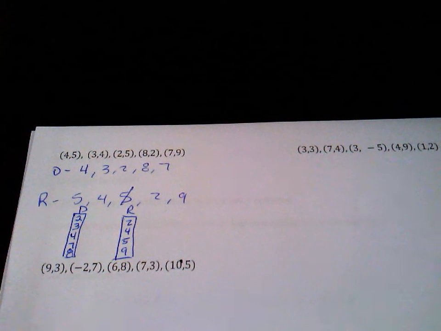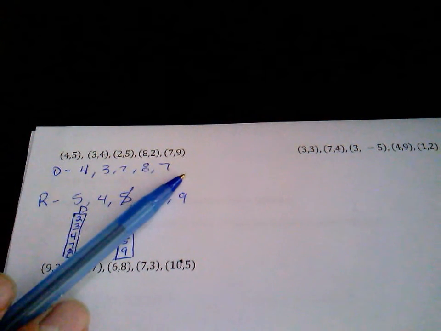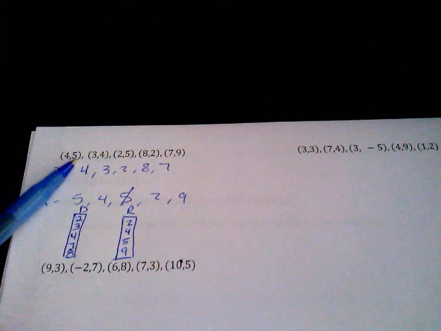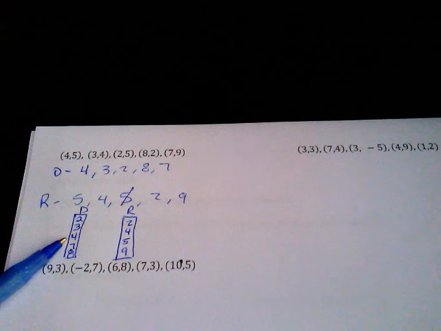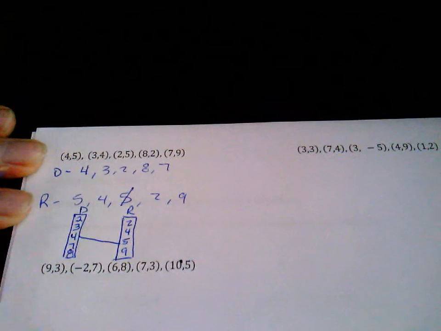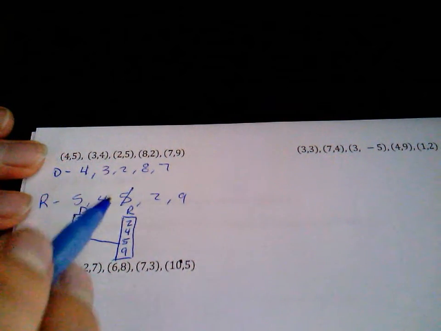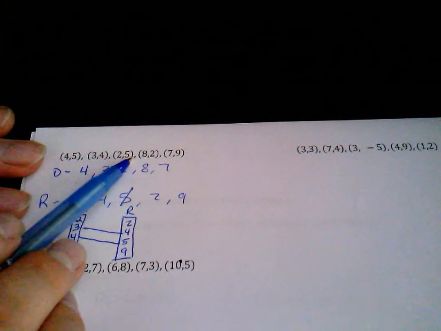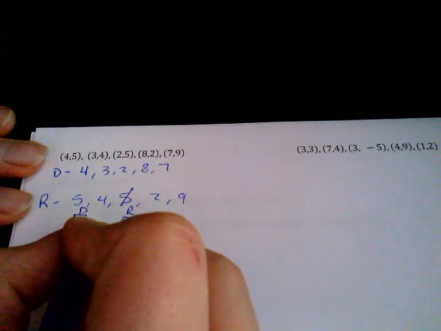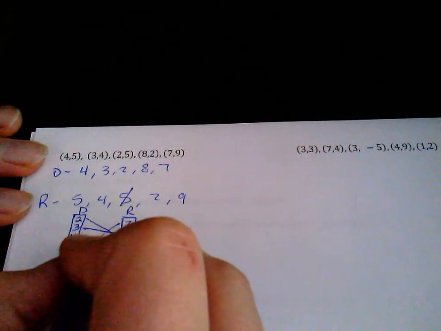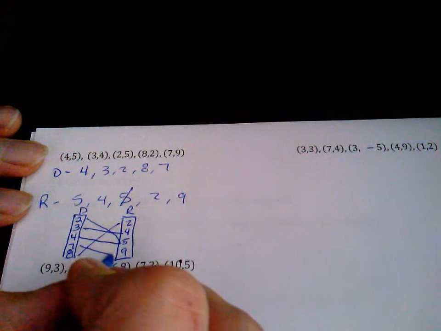Now, once you've done that, we're going to go back up to these little points, and we're going to draw lines from the x's to the y's. So the first one, 4, we're going to draw to 5. We're going to look for 4, look for 5, and draw from 4 to 5. Then we're going to do the same with the 3, 3 to 4. Then 2 to 5, 8 to 2, and then 7 to 9.